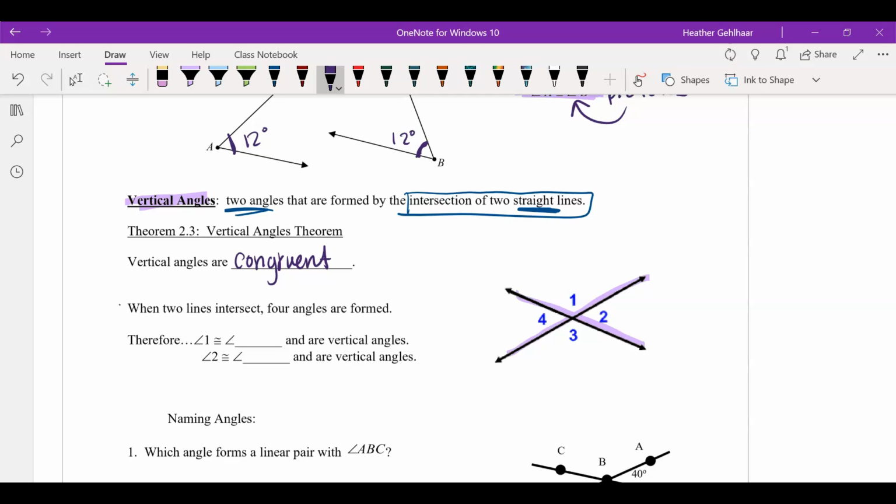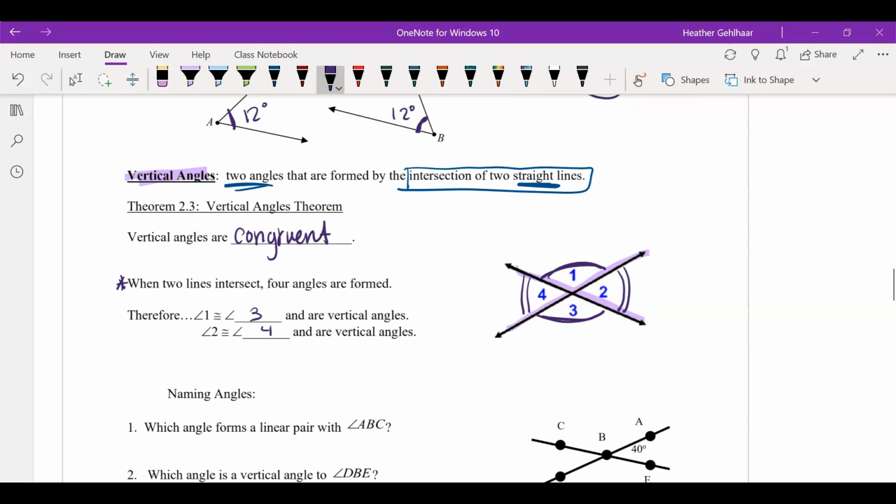So we have here, when two lines intersect, four angles are formed. Therefore, angle 1, so this angle here, will be congruent to angle 3. I didn't mean to say measure, I just meant angle 1 is congruent to angle 3. And then we have angle 2. Notice I put two tick marks there because I'm talking about a different angle. Angle 2 is going to be congruent to angle 4, right? And those are vertical angles.